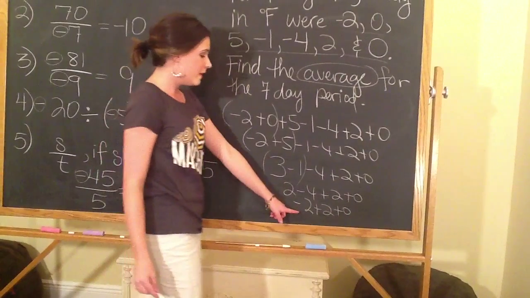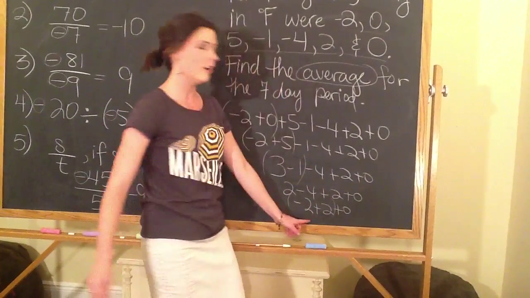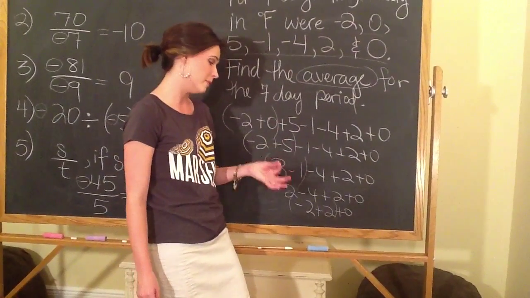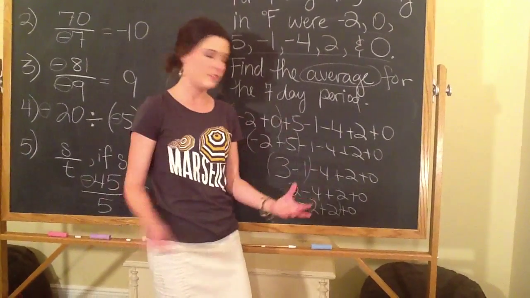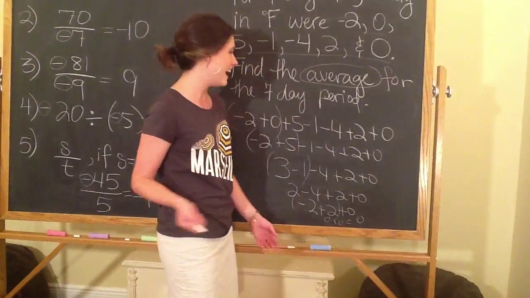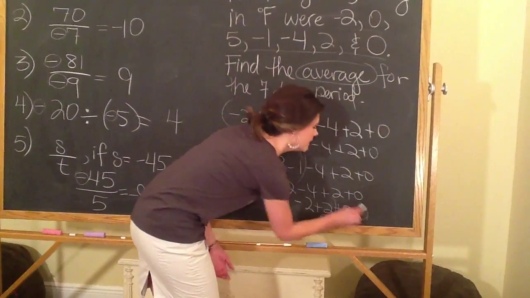If you remember, -2 and 2 are called additive inverses, which means the answer to that problem is always going to be 0. So -2 plus 2 gives us 0. Then plus 0 gives us 0. That's a lot of adding and subtracting, but our final answer is 0.